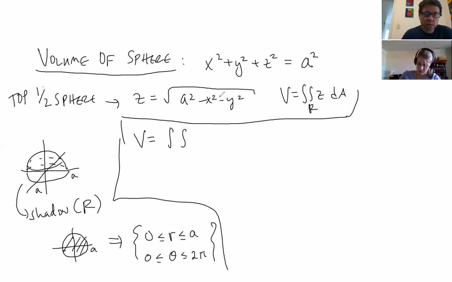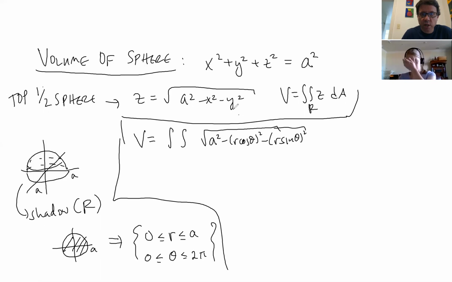We need to convert z, so we'll get the square root of a squared minus the square of our r cosine theta, minus the square of our r sine theta. We're converting the x's and y's. The dA has r dr d theta. And then the bounds I've already found: 0 to a for r and 0 to 2 pi for theta. So what we need to do is integrate that. It looks kind of scary, but maybe not too surprising. We're going to get our sine squared and cosine squared in there. And in fact, that's what we get.